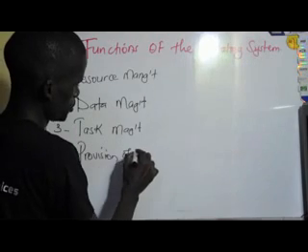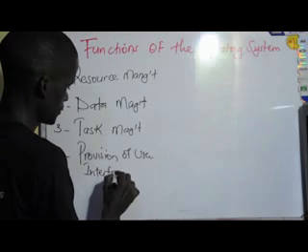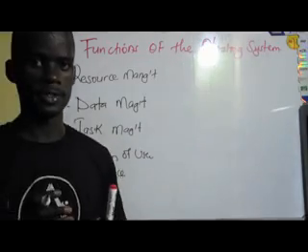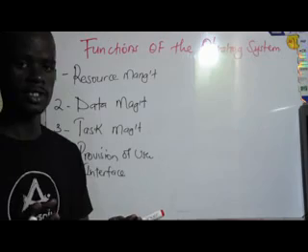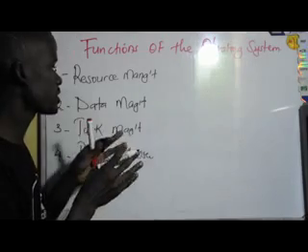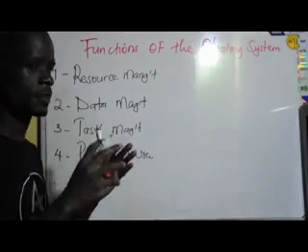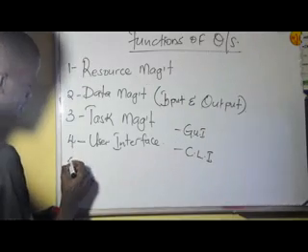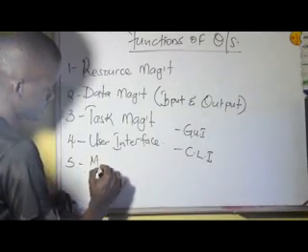Number 4 is provision of user interface. The operating system provides the user interface. You find that we have the graphical user interface and the command line interface. So it depends. It is the operating system that provides that interface. It's the one that provides the menu.